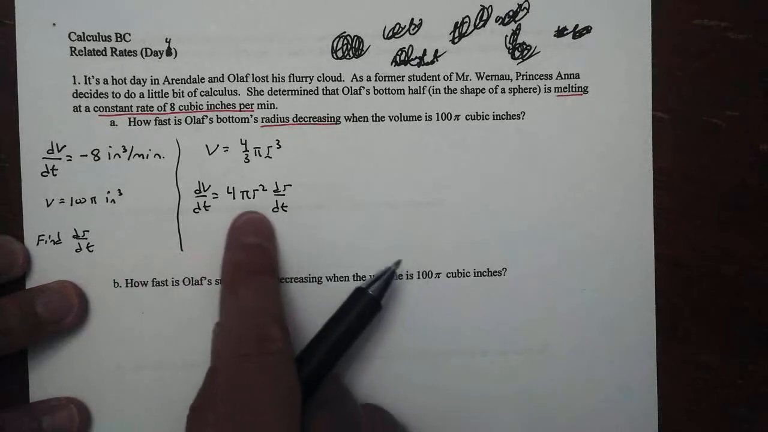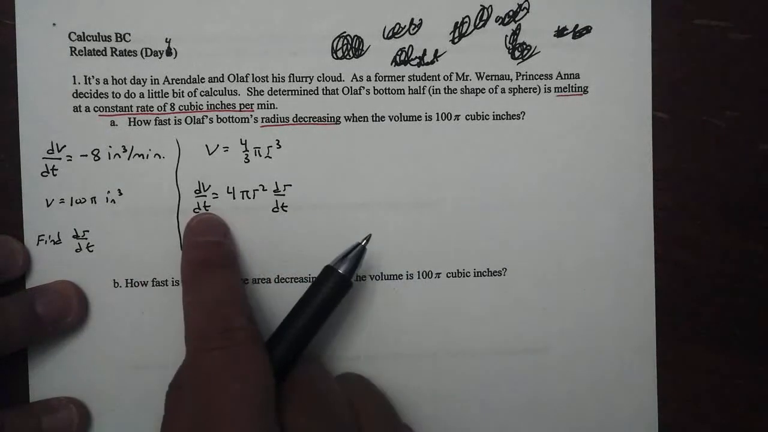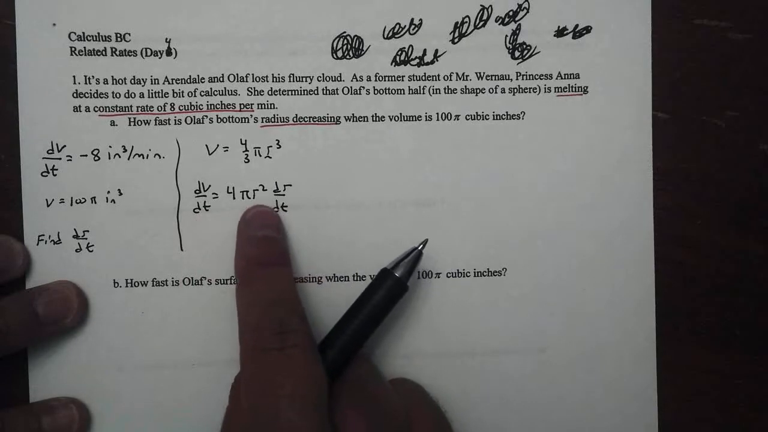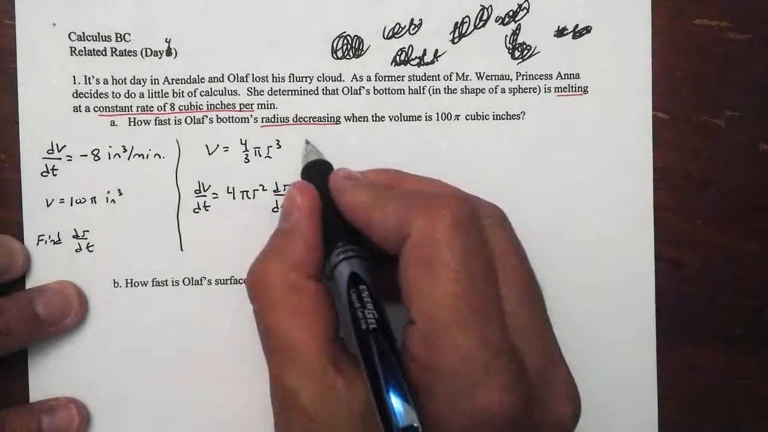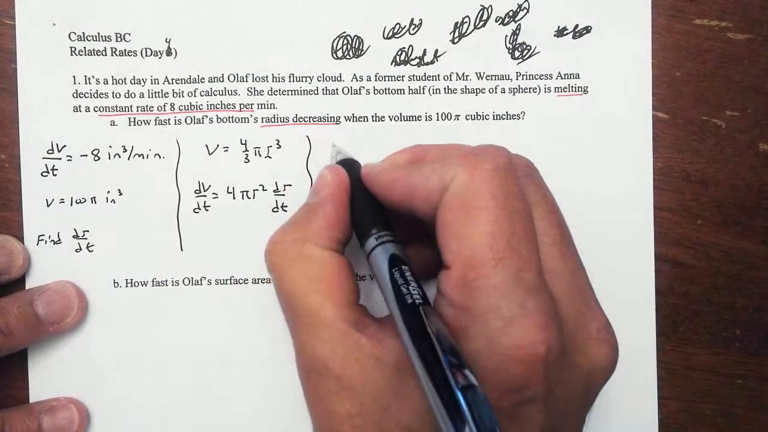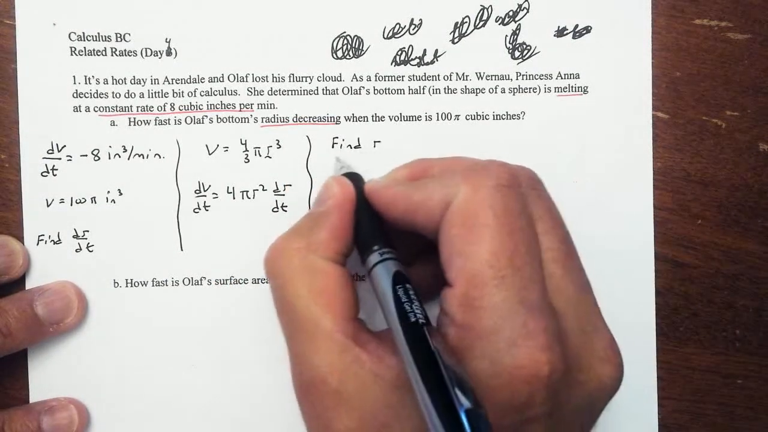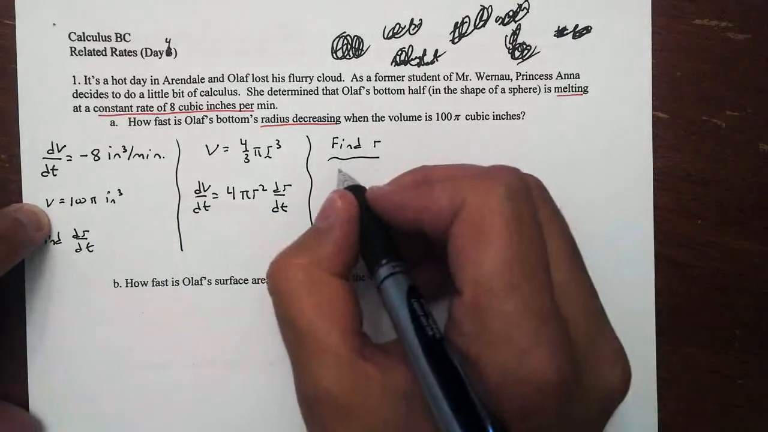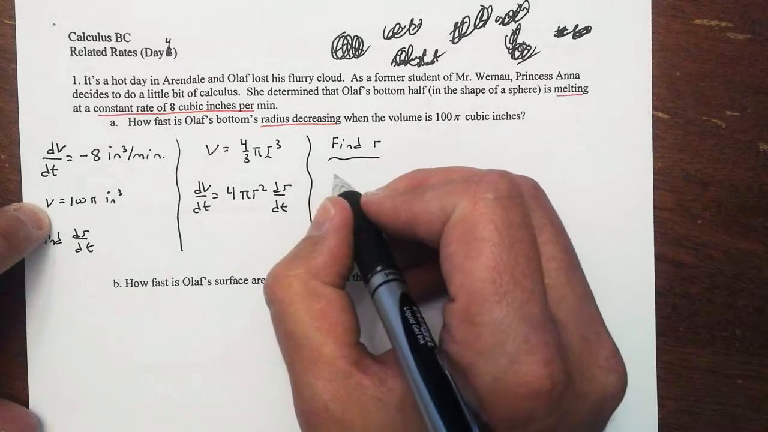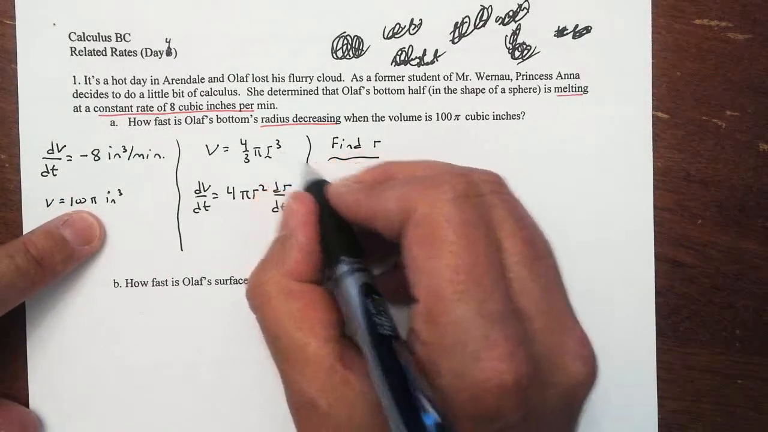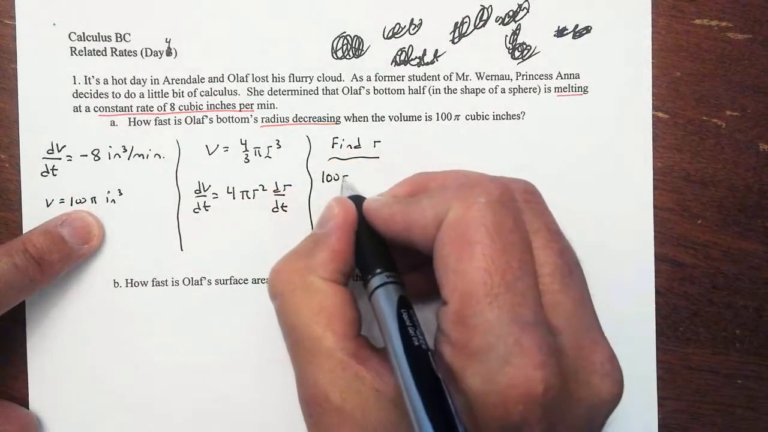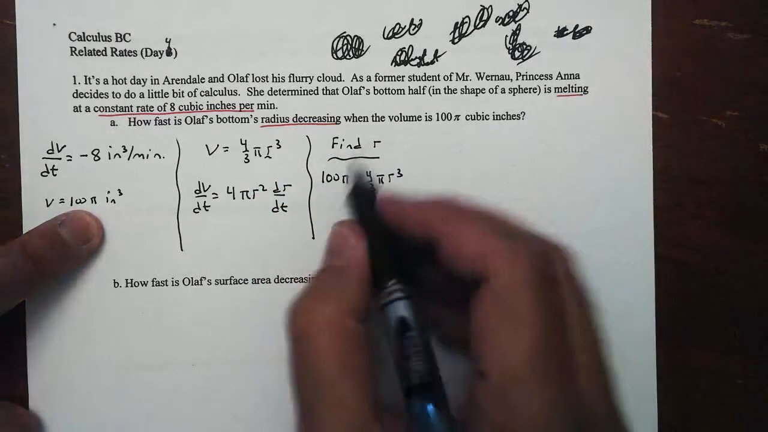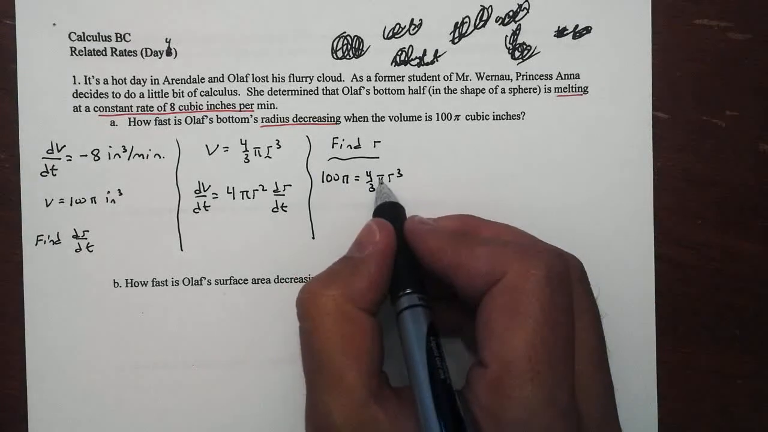So we take a look at everything we need here. We have dV/dt. We're looking for dr/dt, but if you notice, we don't have r yet. So we have to find his radius. To do that, we're going to look at the equation. We know that the volume is 100 pi. So if I use my original equation, 100 pi, which is my volume, equals 4/3 pi r cubed. And this is going to solve for the radius for me.